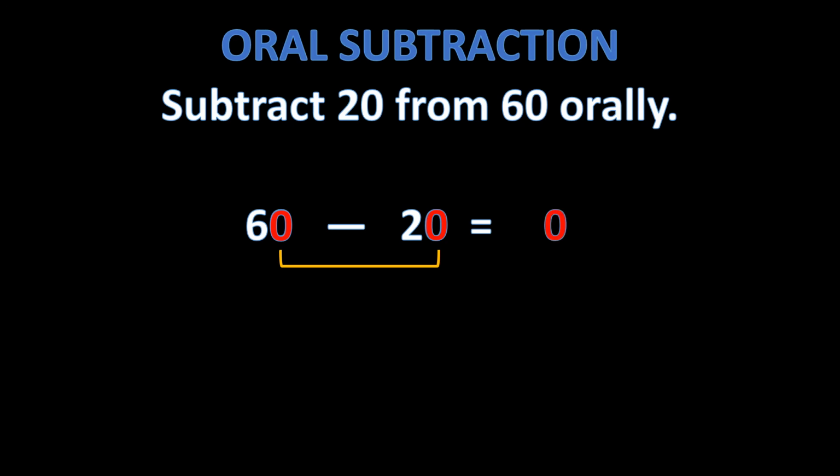Then look in the tens place in 60 and 20. We have 6 minus 2 which is equal to 4. So the answer is 40.